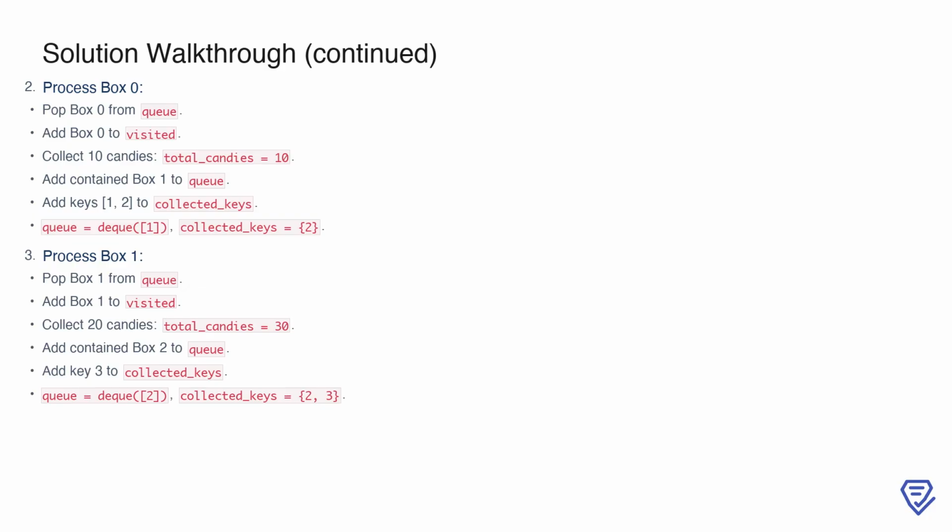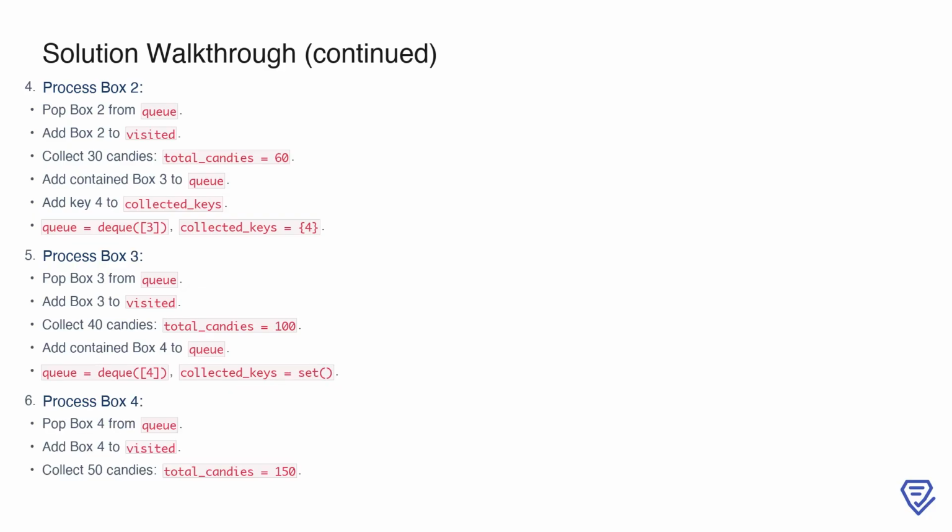Moving on, we process box 1. It is removed from the queue and marked as visited. Box 1 contributes 20 candies, updating total_candies to 30. Inside box 1, we find box 2, which is added to the queue. Box 1 also provides key 3, which is added to collected_keys. At this stage, the queue holds box 2, while collected_keys contains keys 2 and 3. Next, we process box 2. It is removed from the queue and marked as visited.